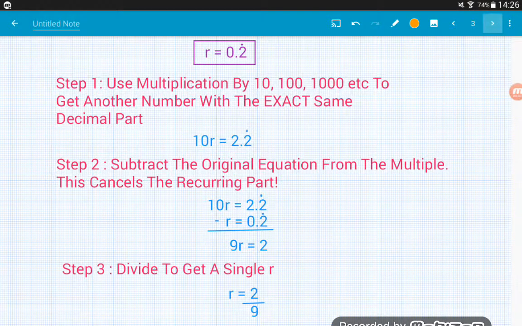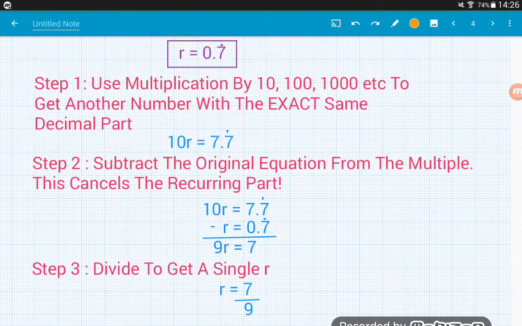Job done. Okay, same again with 0.7 recurring. We just multiply both sides by 10. That gives us 10R equals 7.7 recurring. We do the subtraction and we get 9R equals 7. Again, we've lopped off the recurring part, and then finally we divide by the 9, R equals 7/9.